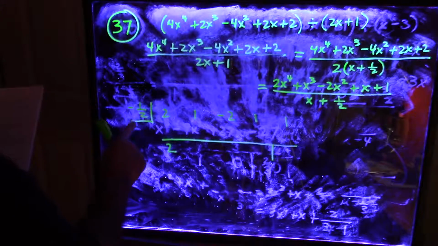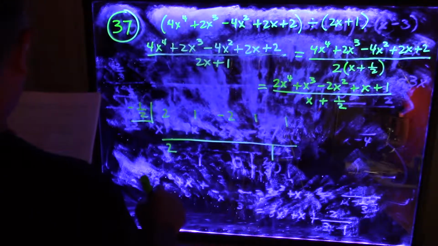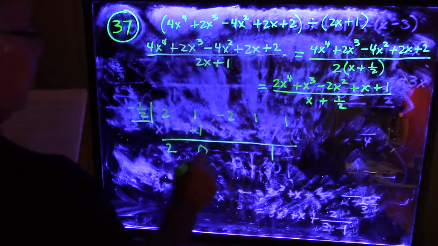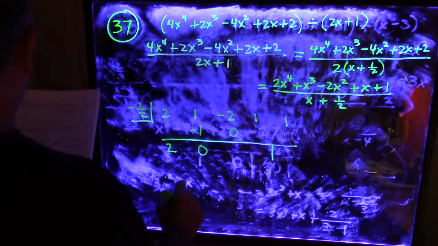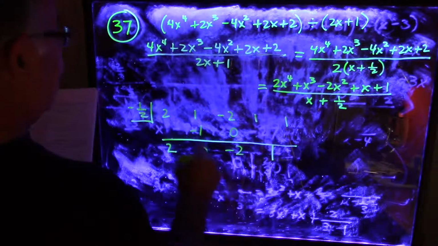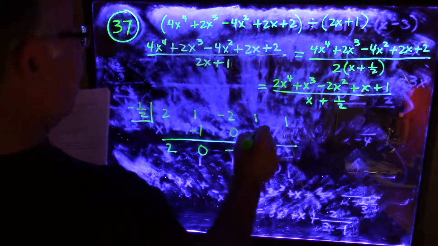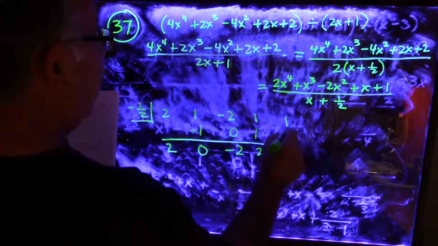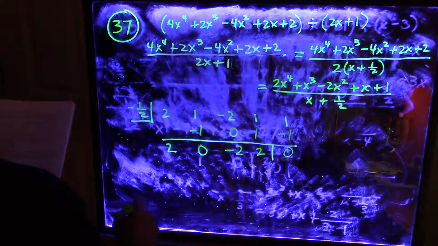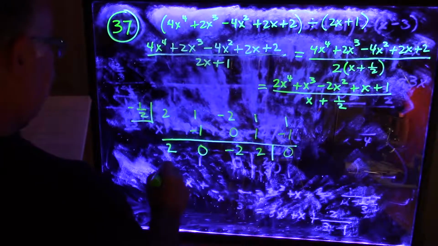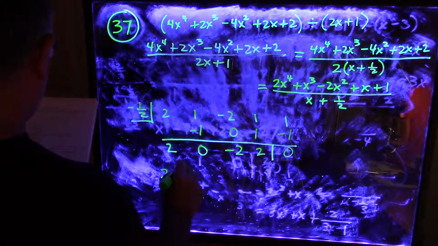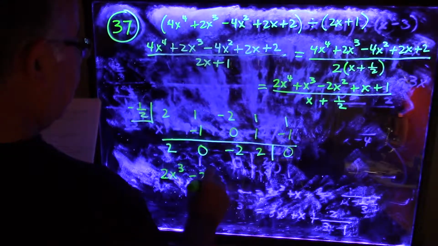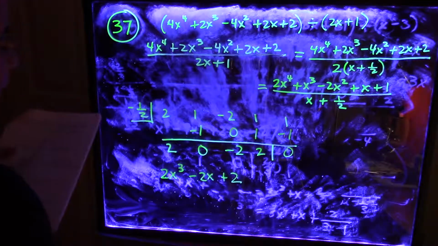Bring down the 2. Negative a half times 2 is negative 1. 1 minus 1 is 0. Negative a half times 0 is 0. And then you've got negative 2 plus 0 is negative 2. Negative half times negative 2 is positive 1. 1 plus 1 is 2. Negative a half times 2 is negative 1. 1 minus 1 is 0. So the final result, the quotient, is 2x cubed plus 0x squared minus 2x plus 2, and there's no remainder.